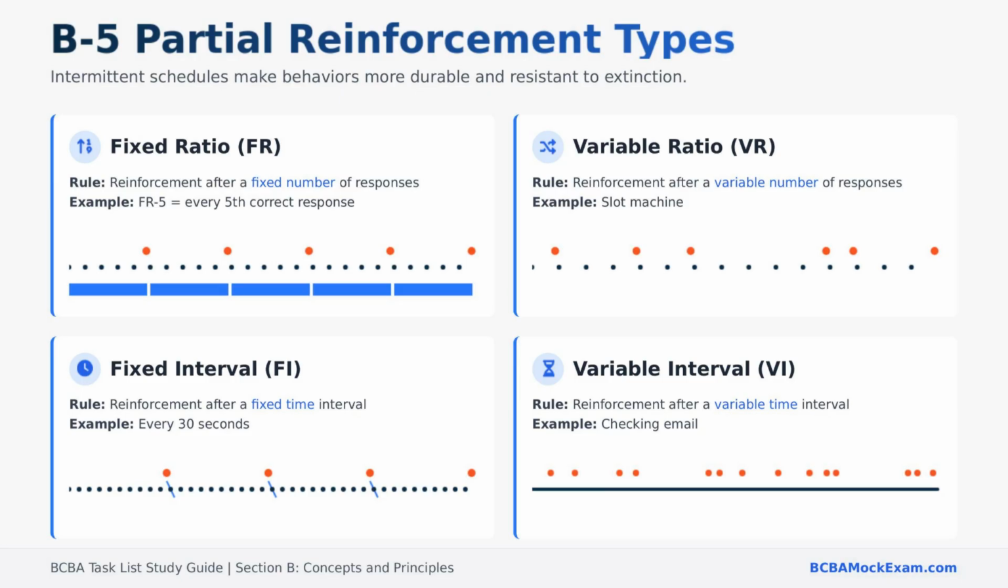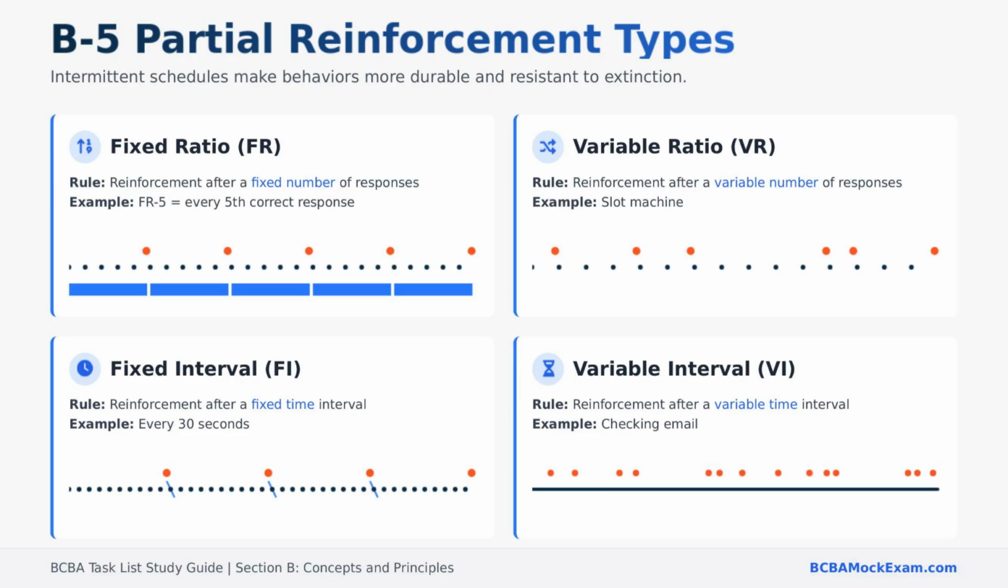Now, fixed interval, FI. This one is based on time, not responses. Reinforcement becomes available after a fixed amount of time, say, every 30 seconds. The first correct response after that time is reinforced. If you've ever noticed that classic scalloped pattern, slow responding right after reinforcement, then faster and faster as the next interval nears, that's FI. It's like checking the clock before a scheduled break.